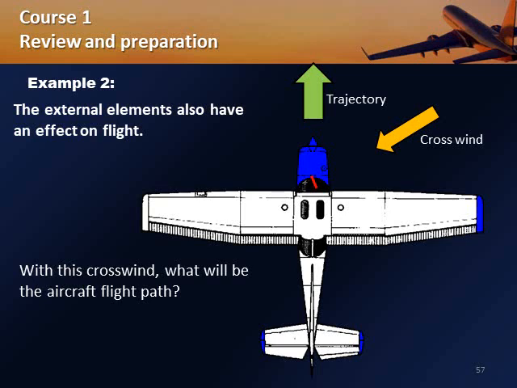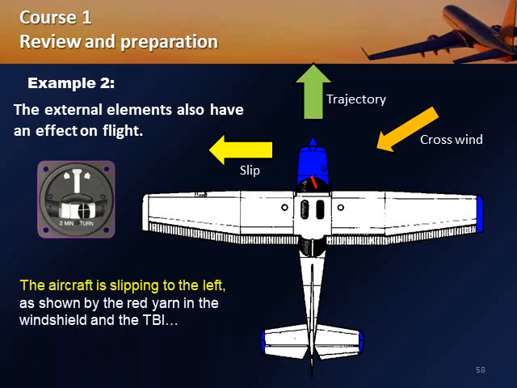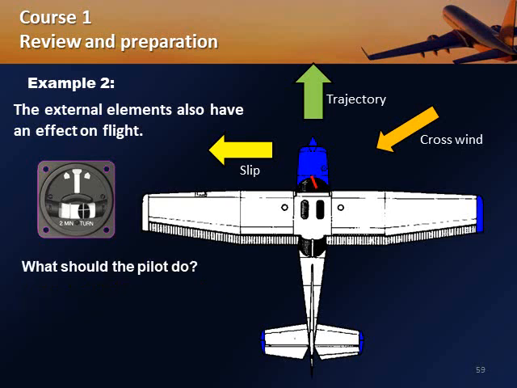If you're going forward, that means you are actually slipping. So you're slipping to the right. That's why the little yarn is tilted, it's attached here, let's say. So this is free to move, and it moves to the right. So the aircraft is slipping to the left in this case, as shown by the red yarn on the windshield. What do you do in order to stabilize the aircraft?